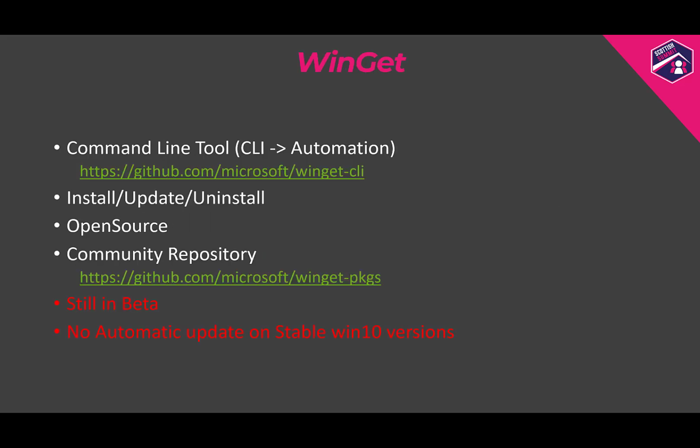As a second one to dig a little bit deeper into, because probably after the demo you'll think maybe I can use this as well to replace some of the functionality of what I'm going to show you with Chocolatey, is the winget tool. And the winget is a command line tool, so that allows us to do some automation as well. You can find it on GitHub. And this command line tool has the options to install, update, and uninstall software.